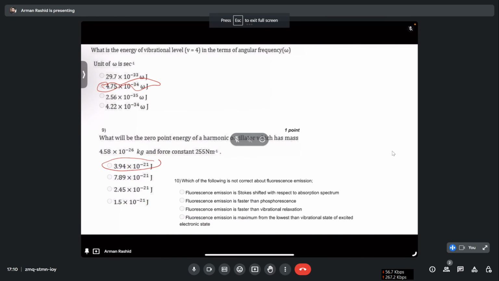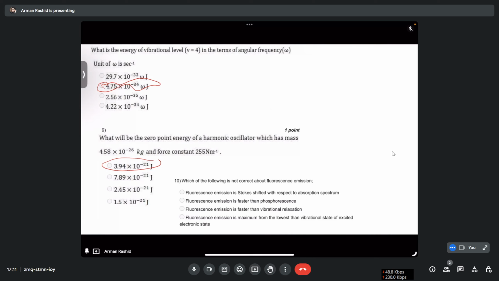Now the last question we have is, which of the following is not correct about fluorescence emission? I told you what fluorescence is. Fluorescence emission is Stokes shifted with respect to the absorption spectrum. Fluorescence emission is faster than phosphorescence. Fluorescence emission is faster than vibrational relaxation. Fluorescence emission is maximum for the lowest vibrational level.